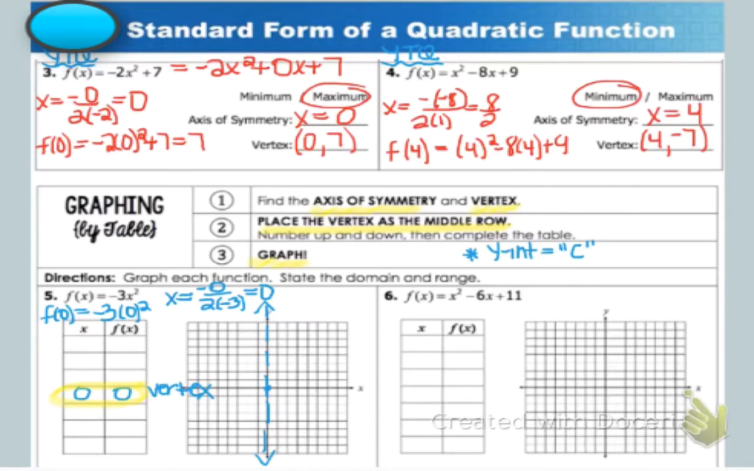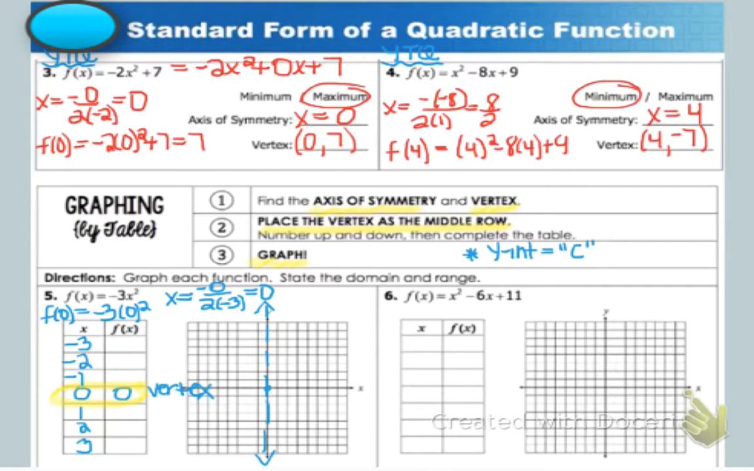Now I talked about knowing the c, or the y-intercept. Well, in this case, because there is no b or c in standard form, we're actually going to have to complete a table to finish graphing this. So you number up and number down, so maybe plug in -1 and -2, maybe -3, and then going forward 1, 2, and 3. And we can just simply substitute those in, and I know that if I square a negative number, remember it becomes positive.